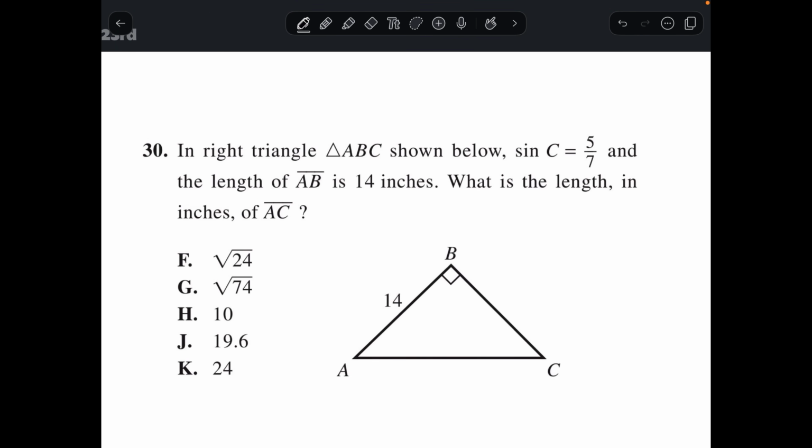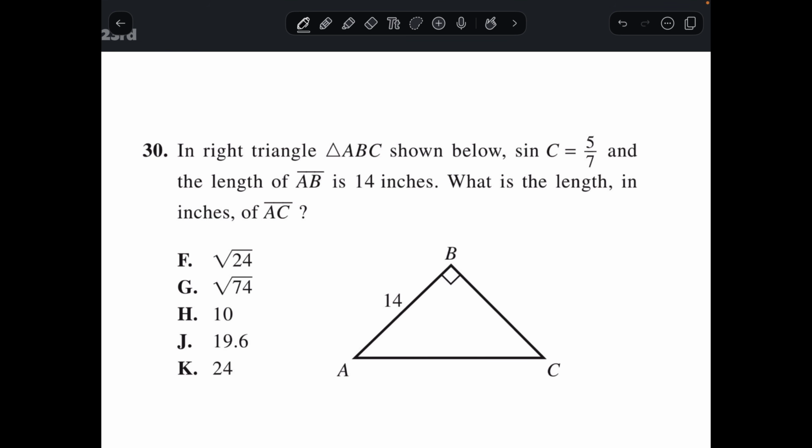Hello, welcome back. In this video, I'm going to be going over 3 ACT math questions. For all these problems, I recommend pausing the video and trying all the problems yourself first before you see me solve them. Without wasting any time, let's get into it.